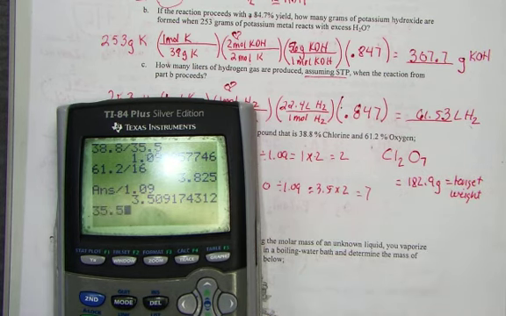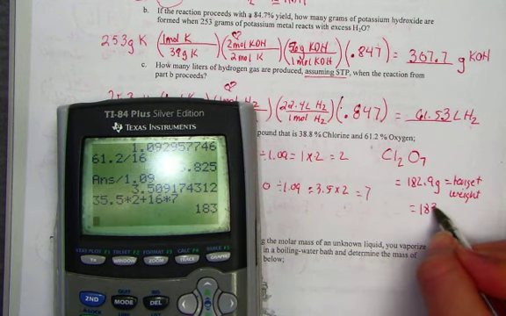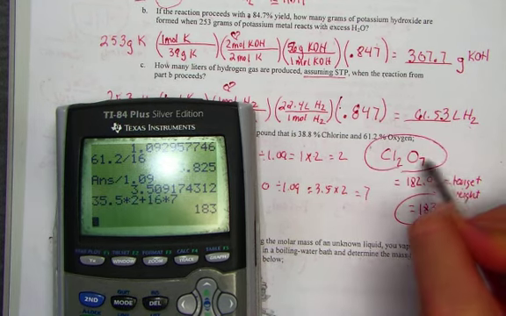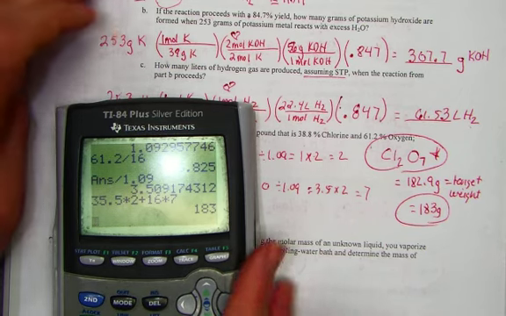Chlorine is 35.5, but there's 2 of them, so times 2, plus 16 times 7 for the oxygen, and we get 183 grams. We have indeed hit that target weight or close to it. So now that's just a way to confirm we're correct. Cl2O7, the empirical and molecular formula.